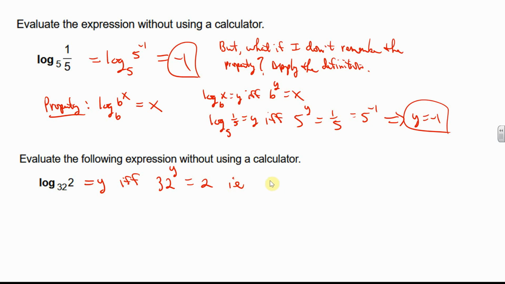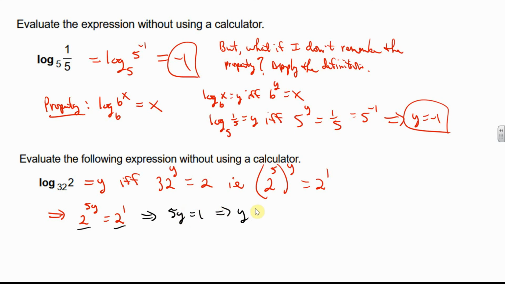So that is to say, this is 2 to the 5th power raised to the y is equal to 2 to the 1st power. Remember from the laws of exponents, if I have a power raised to a power, we multiply the powers. So that's the same thing as 2 to the 5y. This implies 2 to the 5y is equal to 2 to the 1st power. The bases are the same, so I set the exponents equal. 5y is equal to 1. This implies that y is equal to 1 over 5.